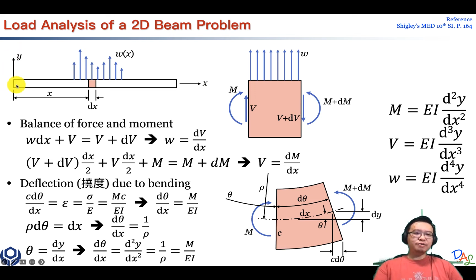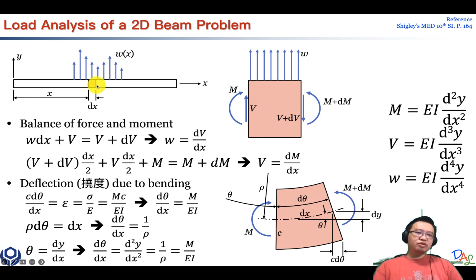We would like to know what's going to happen to a small portion of the beam material when the beam is under some kind of loading from the top. This position is located in the x direction, at a distance x away from the origin of the coordinate system. And this small portion has a tiny width, dx, very small.